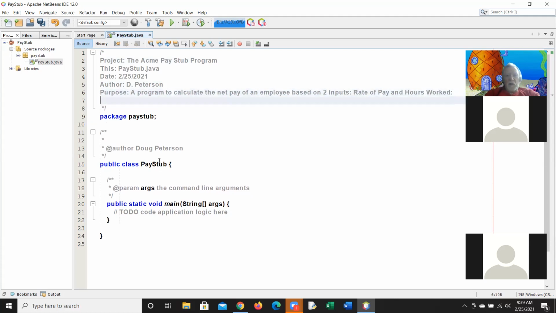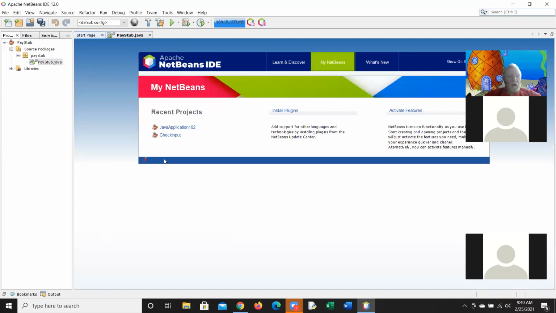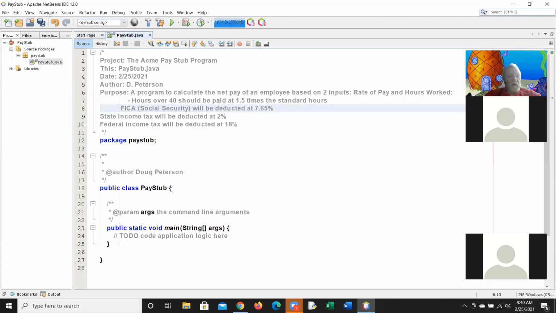Then I'm going to take what I copied and press Control V to paste it in here. I kind of like where that ended up. Hours over should be paid at 1.5 times, time and a half. Uh-oh. What happened there? Geez, everything disappeared. That gets scary when everything disappears.